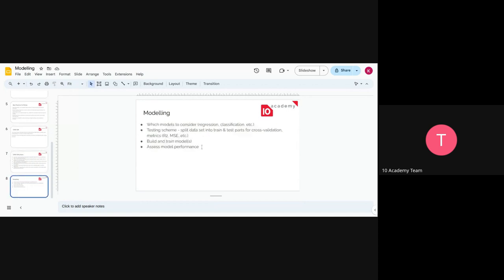For the modeling, the first thing you're going to do is decide which model you are going to consider. So you have regression, classification. You have a lot of models. So just choose the right kind of model, and then split your data set into train and test. You're going to use the test data set for cross validation, and then build and train the model based on your train data set and assess the model's performance. So this is just a highlight of how you can model, and about MLOps.